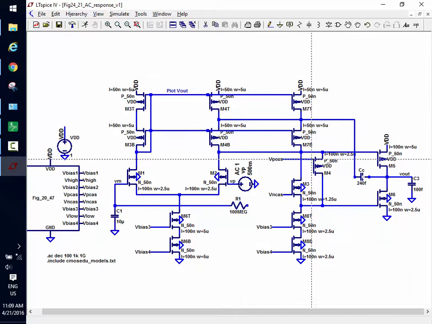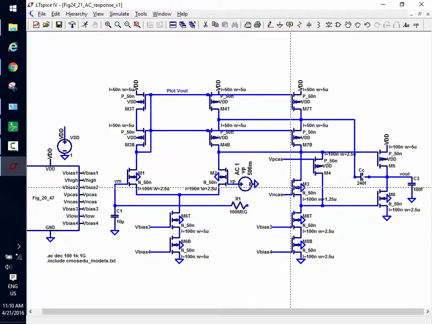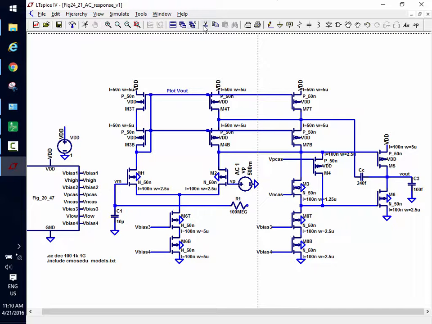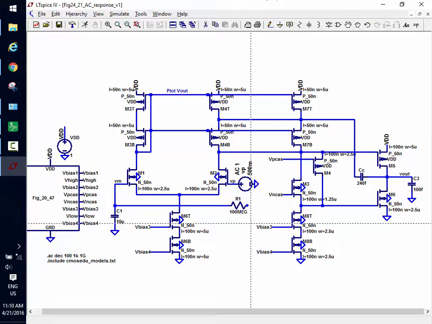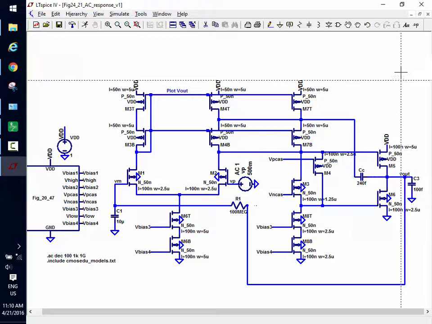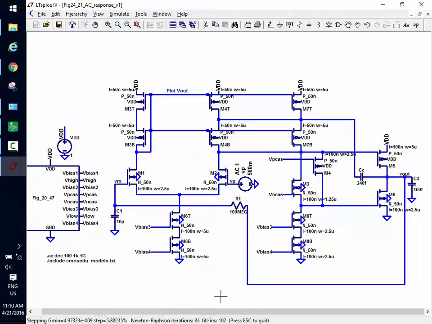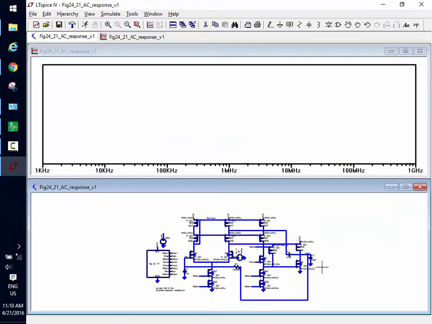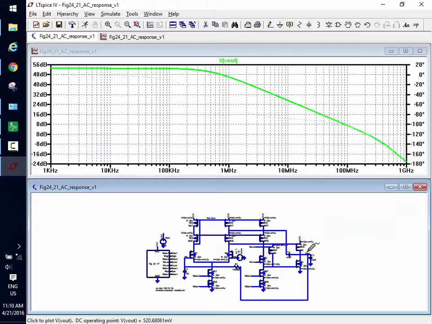I did. W is now 2.5 for the PMOS and 1.25 for the NMOS. Oops. Keep me honest, man. Okay, so let's move this over. Looking good? Let's see what happens. Run. Nothing will pop up because I changed the name. Plot V out.